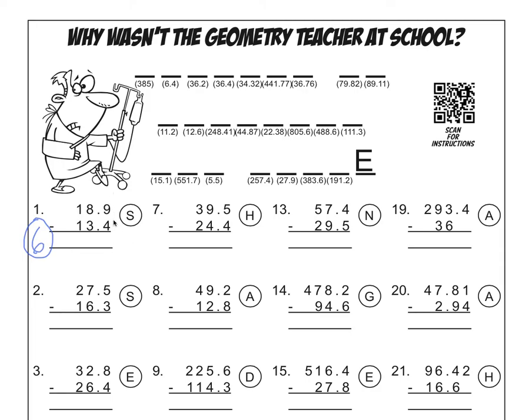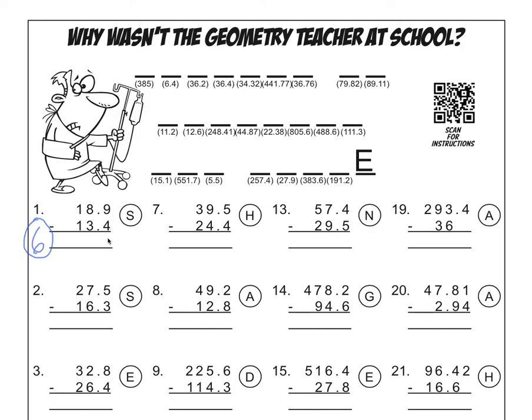The next thing we're going to do is take away. So the most important thing with take away is to make sure that everything lines up in the correct column. That means that the tenths are under the tenths, the ones are under the ones, and the tens are under the tens. The easiest way to do this is to make sure that the decimals line up. They do. So we'll go ahead.